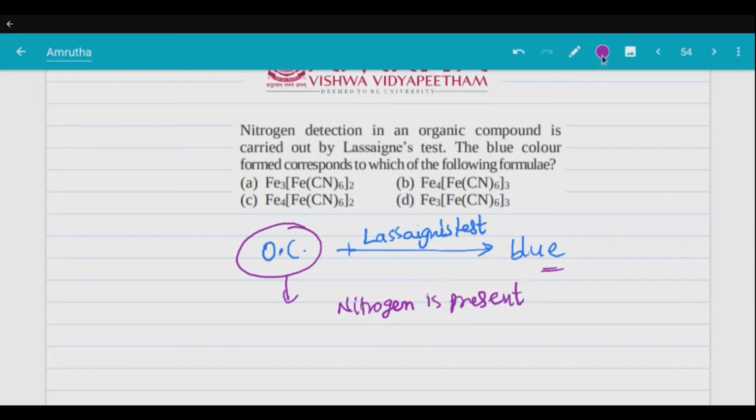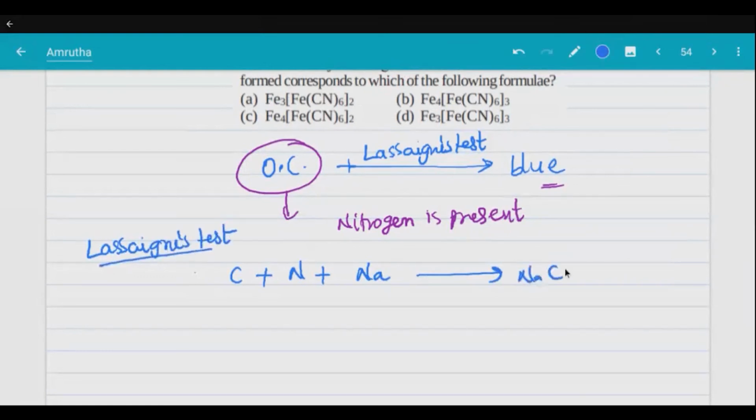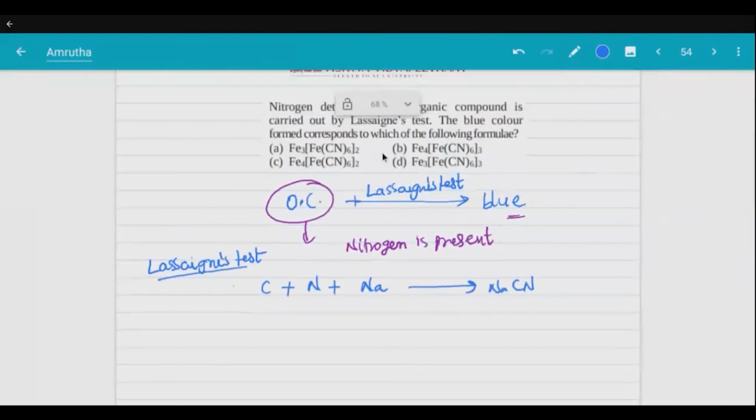What reactions are involved here? The organic compound contains carbon and nitrogen. In Lassaigne's test, we heat it with sodium. So what will happen? This will form NaCl, and cyanide ion will be formed. Because organic compounds are covalent, they will not give the test easily. So we are converting them into an ionic compound in Lassaigne's test.